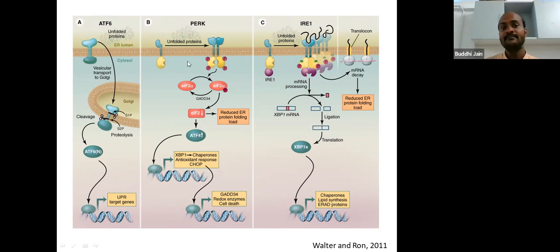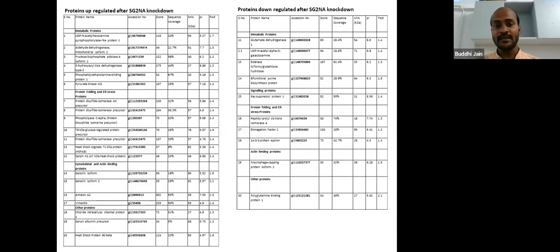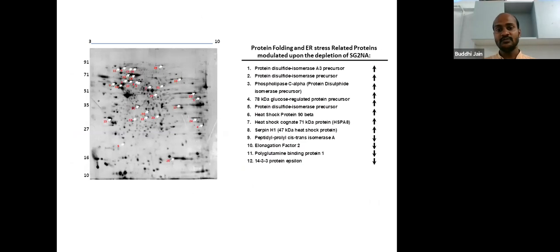So overall, these three signaling pathways basically increase the expression of various target genes which are involved in restoring the ER functions or the homeostasis. So this is all about the ER stress and the UPR signaling. Coming to our experiments, from previous slides, I told you that we hypothesized that this SG2NA protein might have some role in protein folding or the ER stress, because upon depletion of SG2NA, there is a modulation of various ER stress related proteins.